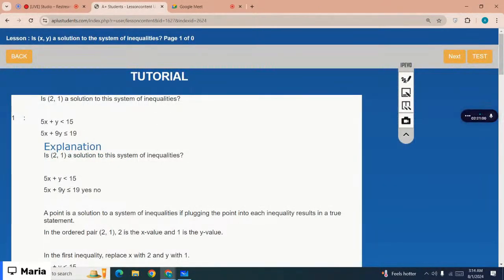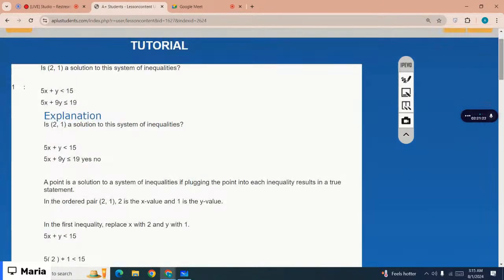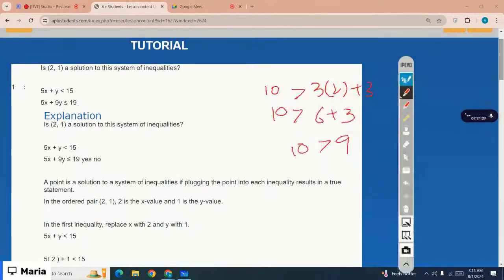Let's start with the first example: is (2, 1) a solution of the system of inequalities? A system of inequalities means you have more than one inequality. If the given point satisfies both inequalities, in exactly the same way as we just did in the last lesson, that means the point is a solution of the system of inequalities. The point must satisfy both inequalities, right? So, is (2, 1) a solution to the system of inequalities?